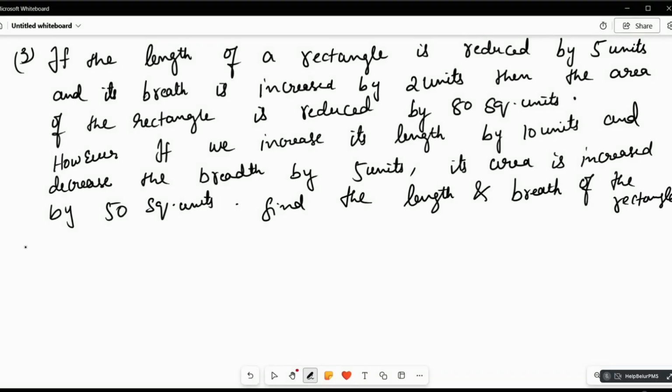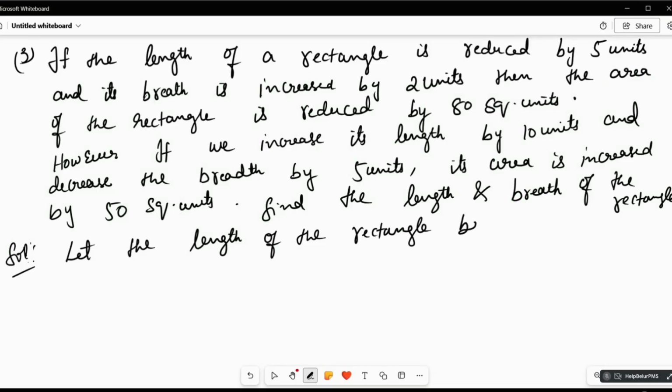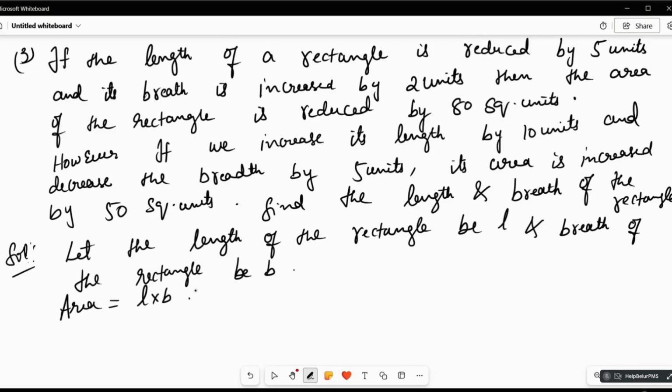Similar to what we did, like that. So consider first length be L, breadth be B, area will be L into B. Let the length of the rectangle be L and breadth of the rectangle be B. So what will be area? Area is equal to L into B. Now read the question, try to solve.